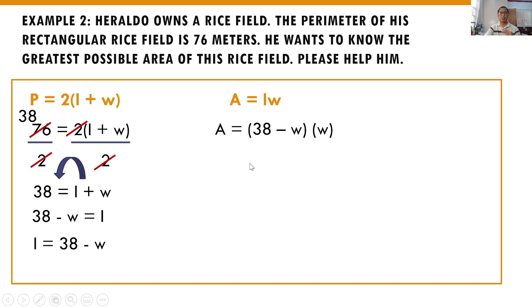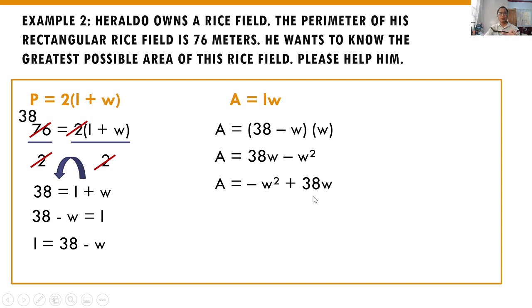Kung i-substitute natin, or we will be imagining this as a quadratic equation, or quadratic function, this will serve as the function of x, and then this will be the x. Simplify muna natin. Distribute 38W, distribute negative W squared. Iayos ko lang ulit. A is equal to negative W squared plus 38W.